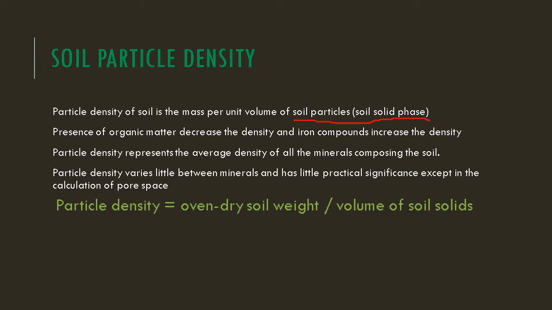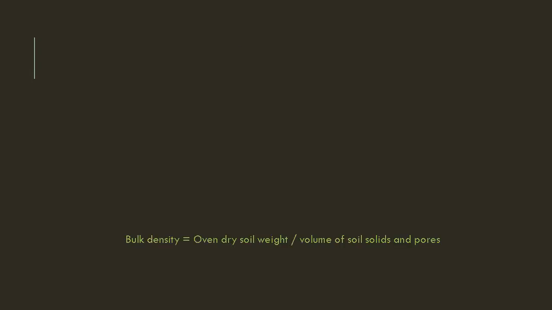Important for you to note is that particle density has a formula, and this formula is the oven dry mass of a particular soil divided by the volume of the soil solids. And we can also say that particle density can be determined using the specific gravity bottle technique. Now, let us talk about the bulk density.